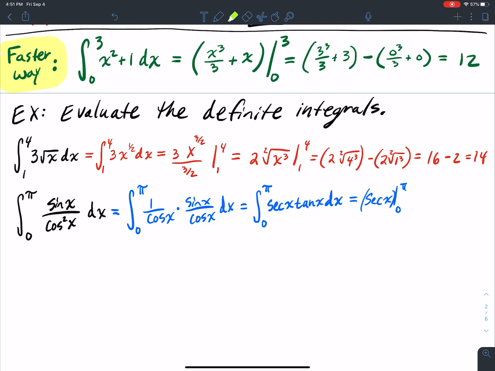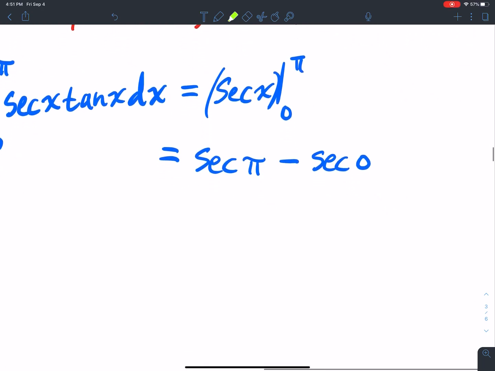And so I evaluate it from f of b minus f of a. And so I plug in secant of pi minus secant of 0. Now, if you're a genius, great. You got the answer. Just type it in. You know it off the top of your head. But my brain doesn't think in terms of secant. Mine always thinks in terms of cosine.